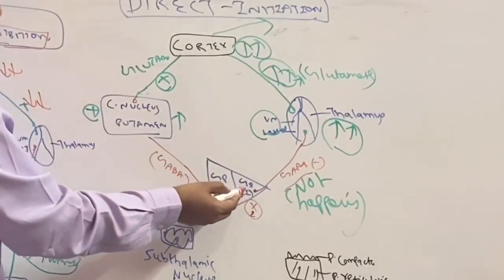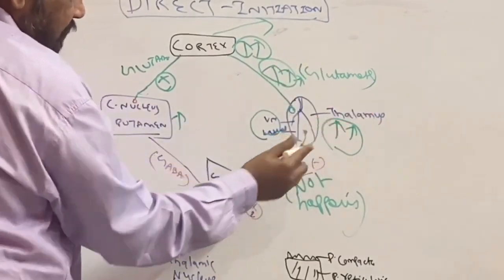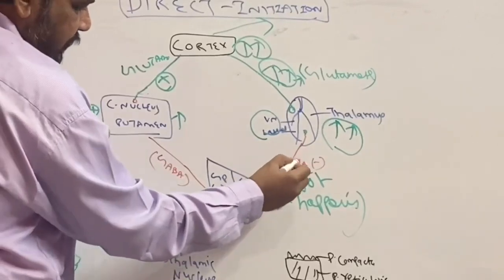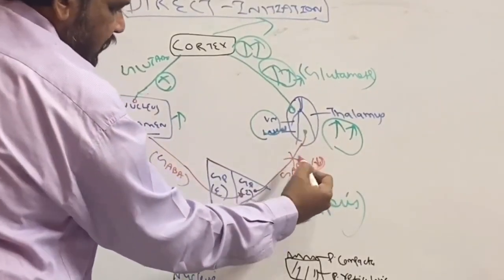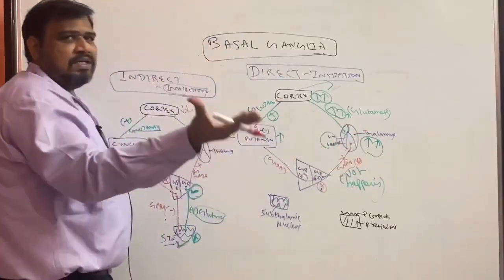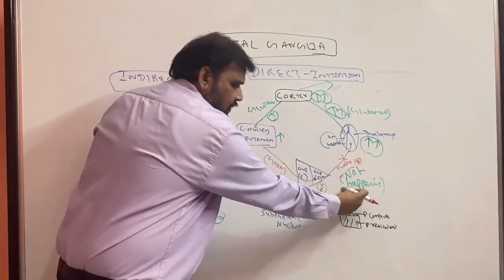So what is the function of globus pallidus interna? It is expected to inhibit the thalamus, but this itself is inhibited, so this will not happen. Or there is a decrease in GABA discharge. So this will be activated. The inhibition by this interna is not happening. I already explained, not happening.